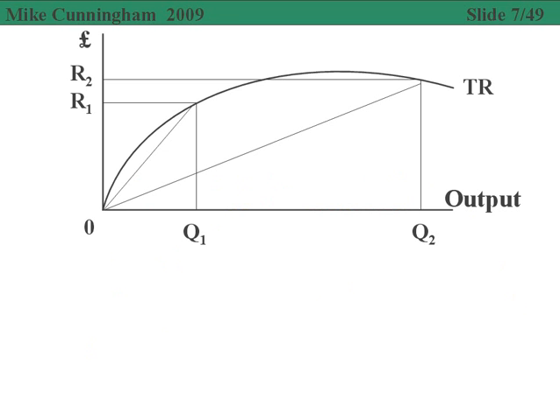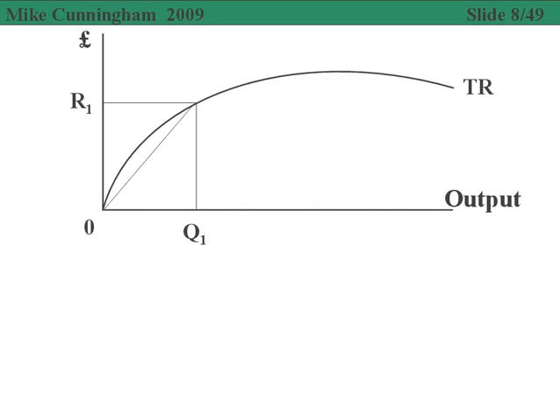Now let's just bear that in mind for a second. So we've got two outputs, Q1 and Q2, and two revenues, R1 and R2, and you can see that R2 has increased, but not by a lot. That's because the curve is starting to bend downwards. Let's do it again. There's the R1 and R2 as we had before.